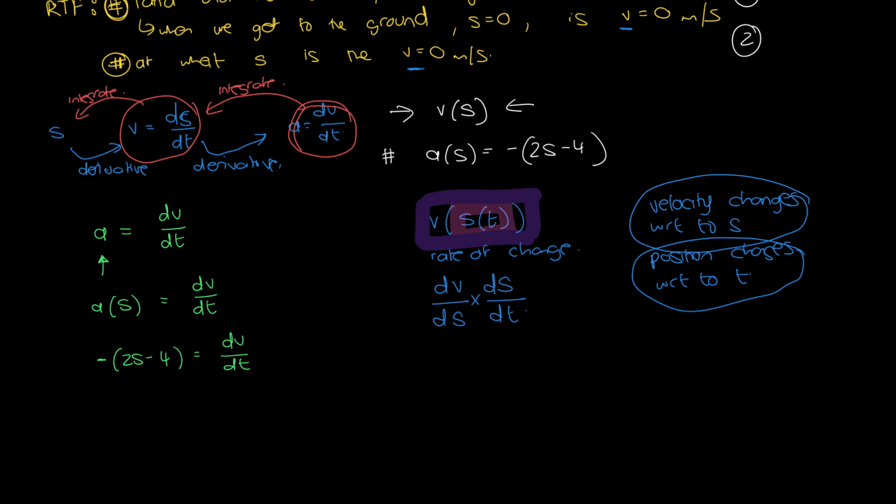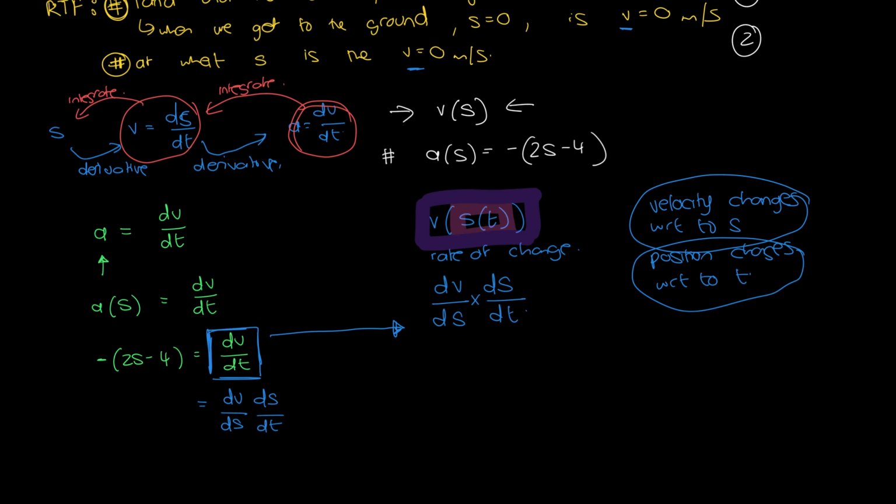So what we're going to do is we're going to replace this dv/dt with this version from the chain rule. So we're going to have dv/ds and ds/dt.